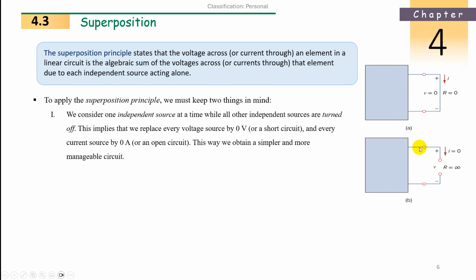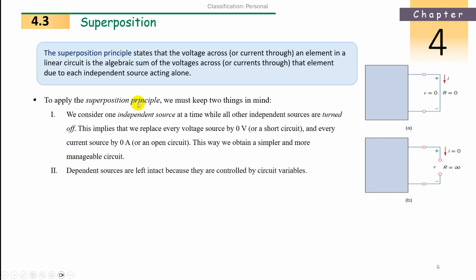So this is an open circuit, and what is open circuit used for? For the current source. What is short circuit used for? The voltage source. In superposition, if you want to turn a voltage source off, make it a short circuit. In superposition, if you want to turn a current source off, open the terminal. Remove that and open the terminal. R must be infinite.